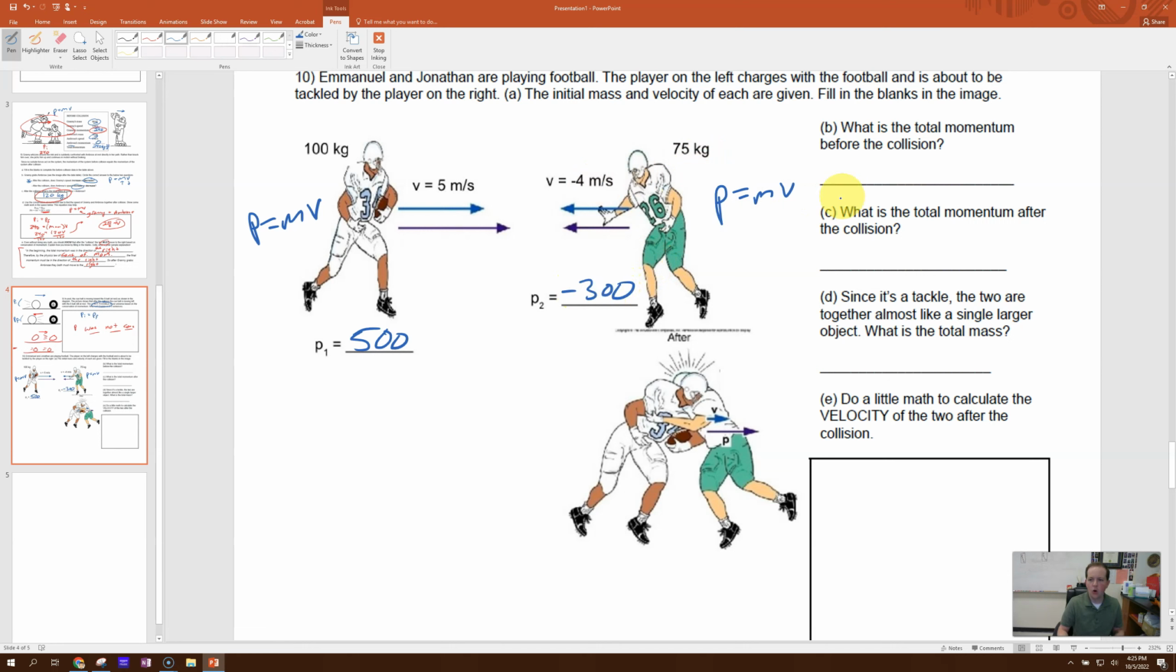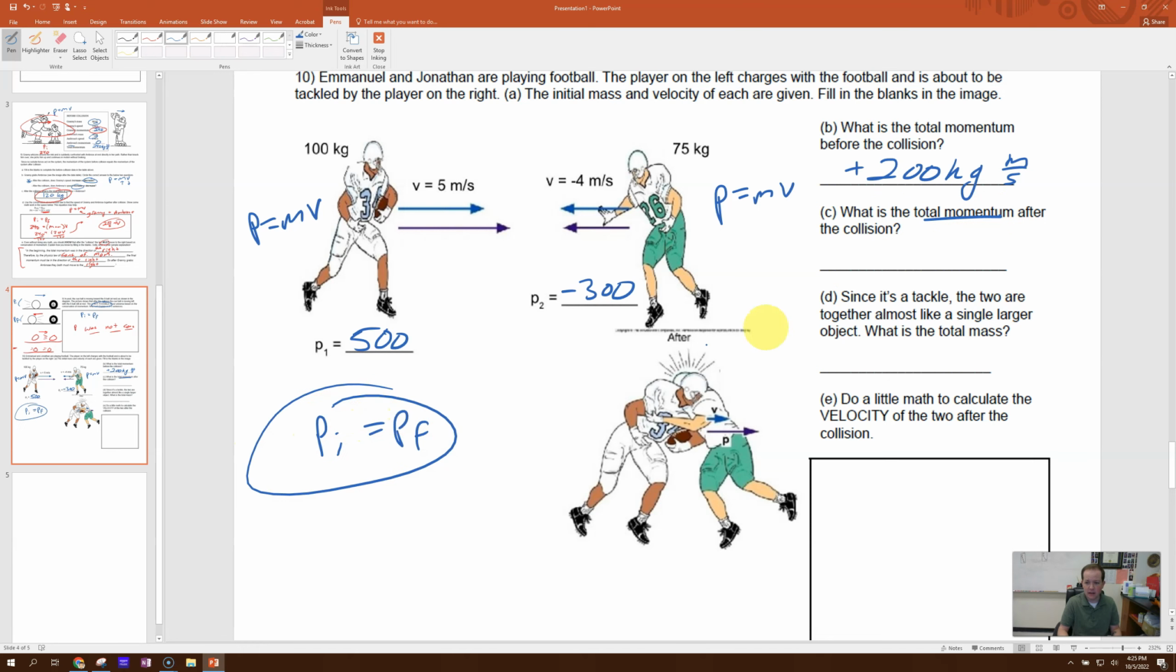There we go. Letter B, what's the total momentum? Keep that negative. What's 500 combined with negative 300? It's positive 200. I'll put the units here so you remember them. Okay, so that's the momentum before they collide. If momentum is conserved, what should the total momentum be after? It should be the same thing. So if I started with 200, I should end with 200. That's how I know what that blank is right there.